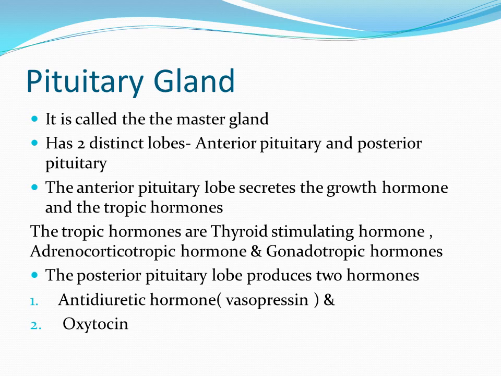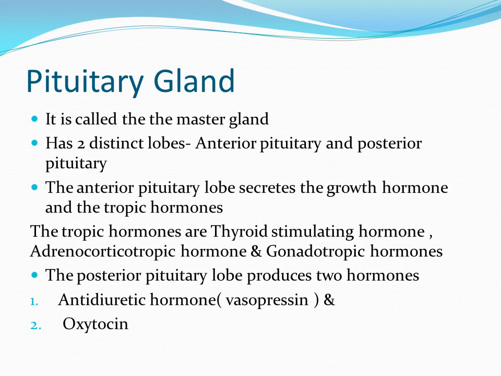Follicle stimulating hormone stimulates egg formation in females and sperm formation in males. The luteinizing hormone stimulates the formation of corpus luteum to produce the female hormone progesterone and the testis to produce the male hormone testosterone. The hormone prolactin helps in milk secretion.